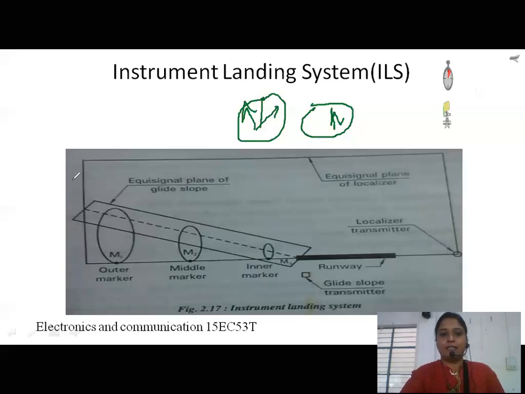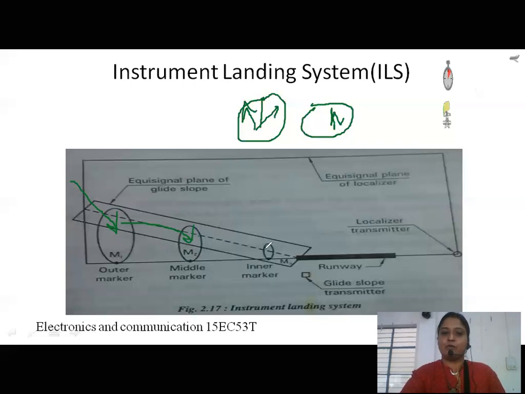Now whenever the aeroplane enters the inner marker region, one beep will be generated. That indicates the aircraft has entered the M1 region. Along with the beep, one light will be displayed there. Similarly, when the aircraft enters the M2 region, one more beep will be generated and a different color light will be displayed. Now it has entered M2. For example, green, yellow, white, like that. Different color displays are there.